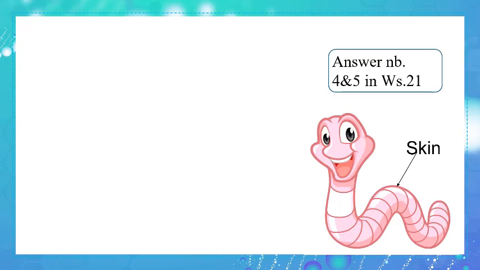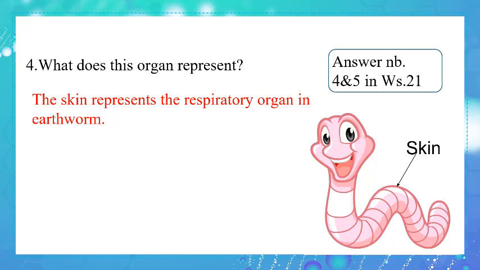Now let's answer questions 4 and 5 in worksheet 21. What does this organ represent? The skin allows the gaseous exchange with the surrounding medium. So, what do we consider the skin in this case? The skin is considered a respiratory organ. So, the skin represents the respiratory organ in the earthworm.